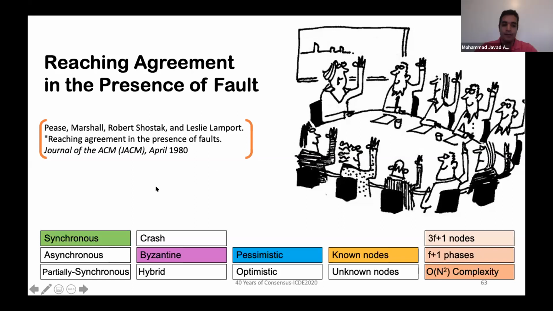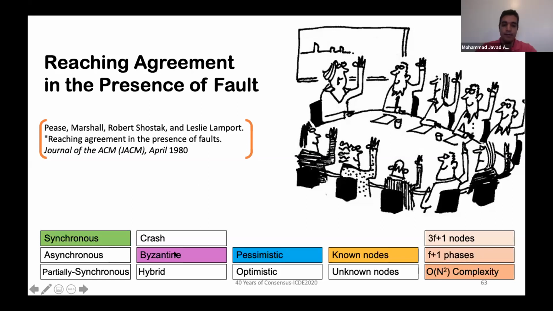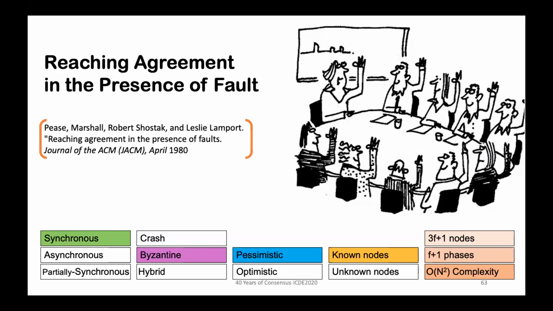In this paper, we have a synchronous system. That means there is a bound on the delay. We are talking about Byzantine failures. It is a deterministic approach, and it needs 3F+1 nodes. It shows that for reaching agreement in the presence of Byzantine failures, we need at least 3F+1 nodes. The number of phases is a function of the number of failures, which is F+1, and the complexity is O(n squared).